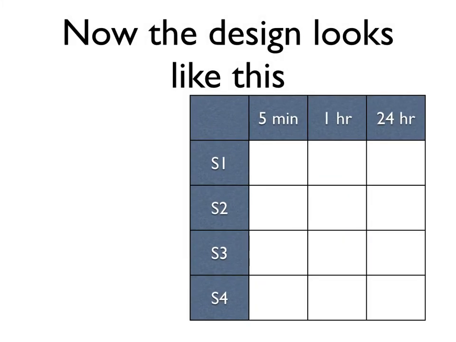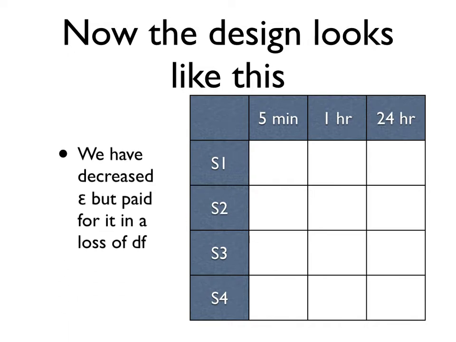So now the design looks like this. I'm just putting in a new variable called subjects. Subject 1, subject 2, subject 3, subject 4. I'm going to say we test 4 people, and at 5 minutes, 1 hour, and 24 hours. So we've actually decreased epsilon. Is that a good thing? That's a good thing. Well, sure, because that's error. We want error terms to be small.